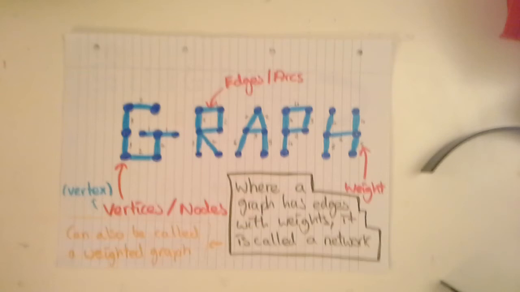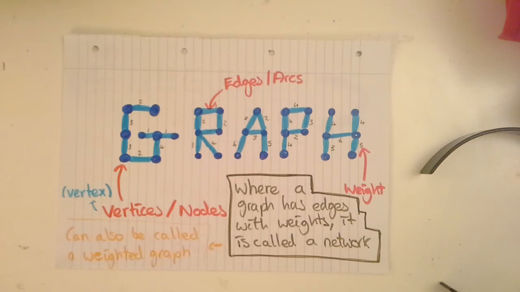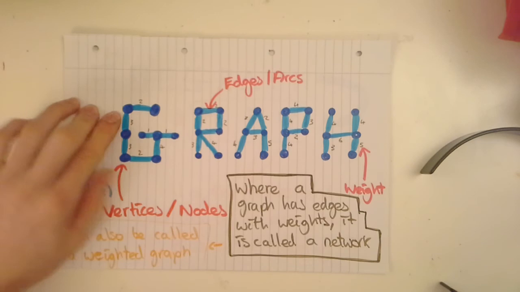So I'll start off with, obviously, a graph. A graph consists of edges or arcs, which join together two nodes or vertices. The singular version of vertices is called a vertex. I just thought I'd get that in. Where the edges have weights associated with them, it's called a network. This could be called a weighted graph as well. For example, these vertices or nodes could be cities joined together by roads, and the weight is the length in kilometers of the road or something like that.